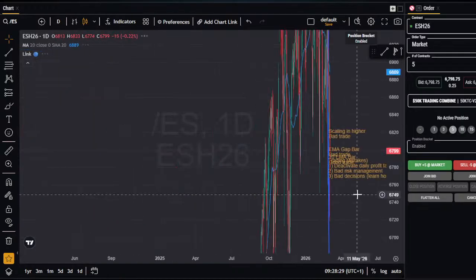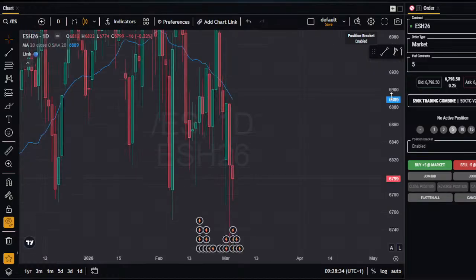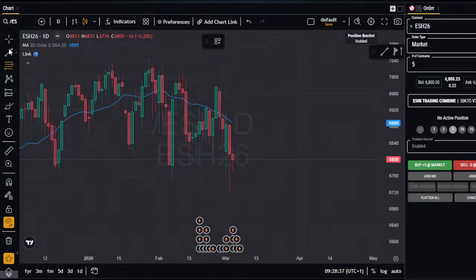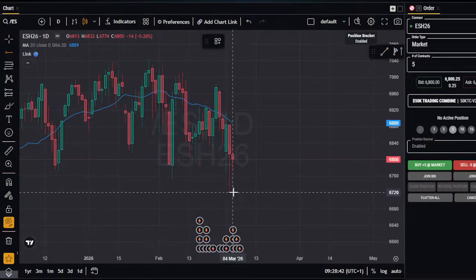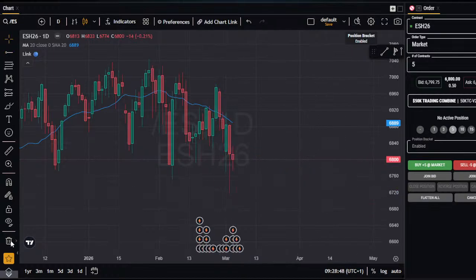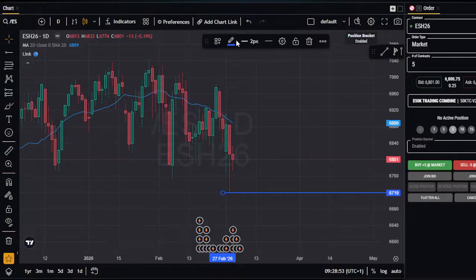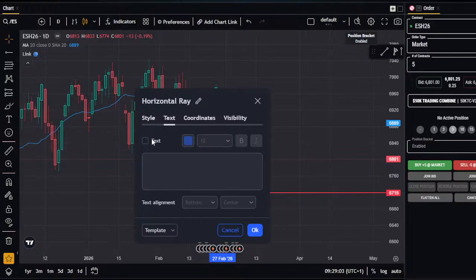Like every day, I just mark the last day's levels, and this is the low. I'll just get rid of all the stuff. This is the low of yesterday. Label it yesterday's low.